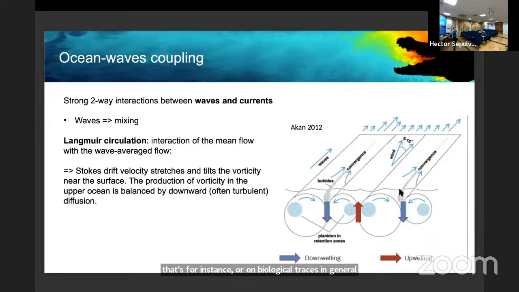There is also another impact related to mixing, which is the Langmuir circulation. As the waves generate this Stokes drift, it tends to stretch the vorticity near the surface. And in balance to that, the production of this vorticity is balanced by vertical motion, downward and upward, creating these cells. They are of relatively small scales, and generally they can be parametrized in models, and there are different kinds of parametrization for that.